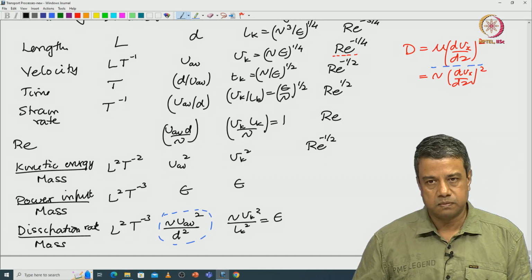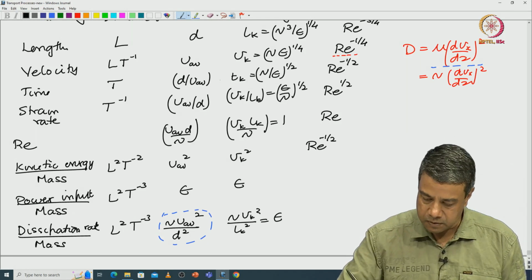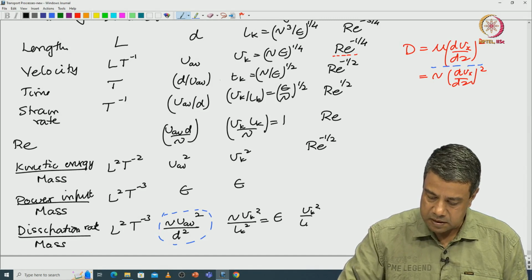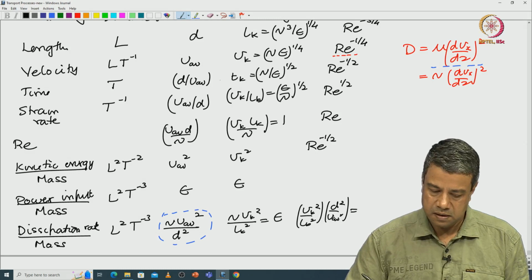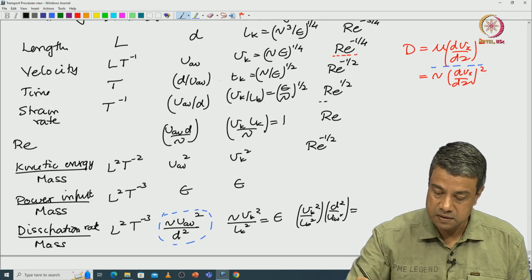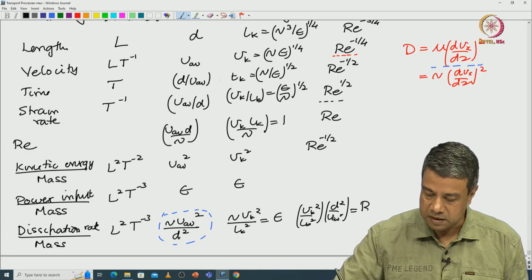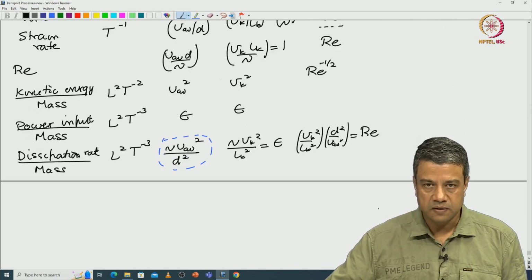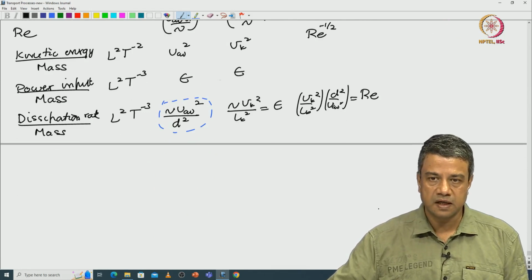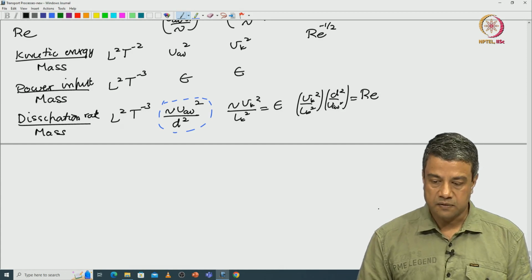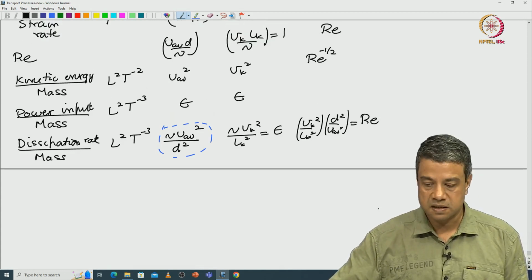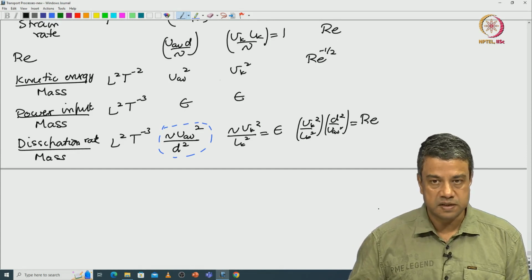The ratio of these two is going to be equal to Vk square by Lk square into d square by V average square. This is the square of the strain rate. Strain rate goes as Re power half, therefore, this will go as Re. So, the rate of dissipation of energy in the small scale divided by the rate of dissipation of energy in the large scale is Re, which is much larger than 1 for a high Reynolds number flow. Therefore, even though most of the kinetic energy is in the large scales, most of the dissipation takes place at the smallest scales in the flow.